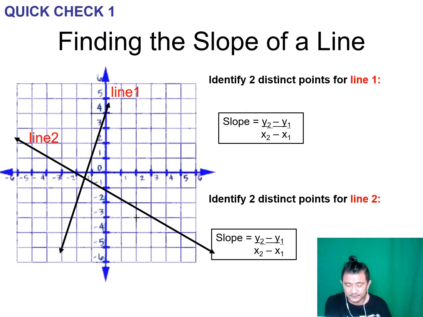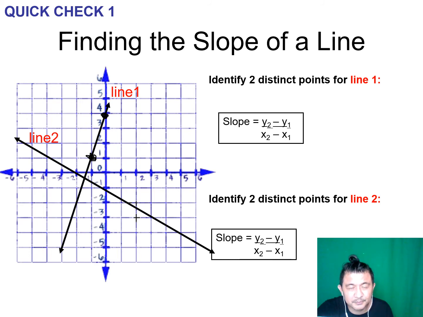Now, try the following. Try to identify the two distinct points. Then I will tell you if your slope is correct. Okay? So for the first one, your answer, try it on your own. Your answer, pause. Try it on your own. You could use what point? You could use this point. And what else? You could use another point. Where is another point? This one, right?